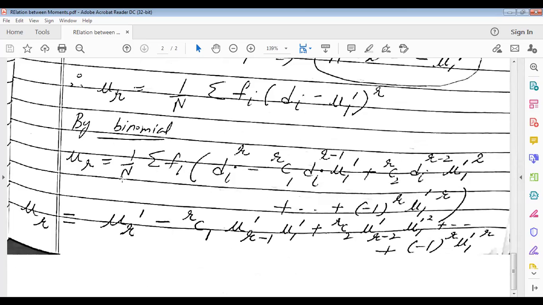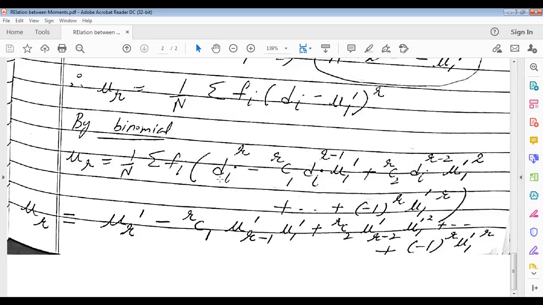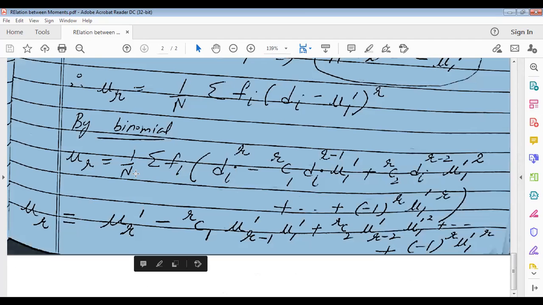So we will have, if you see, now if you look at all these terms, these di's are all the values. So let us come to the very first term. So 1 by n, let us open the brackets one by one. The first term becomes 1 by n summation fi di to the power r. Beta, yes or no?